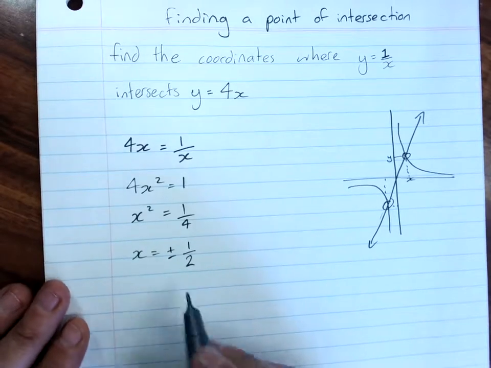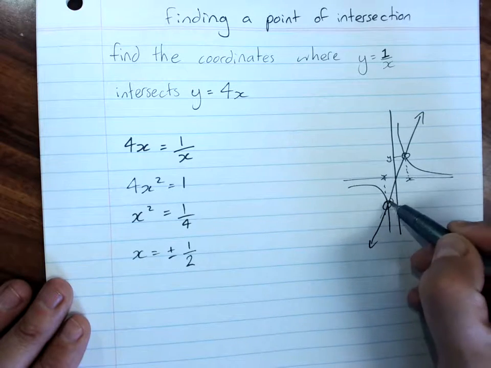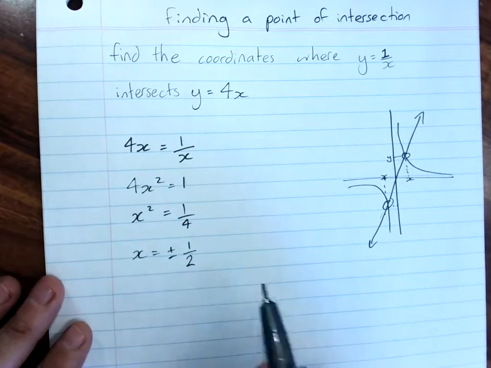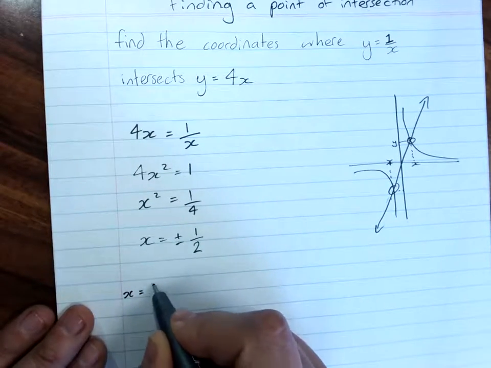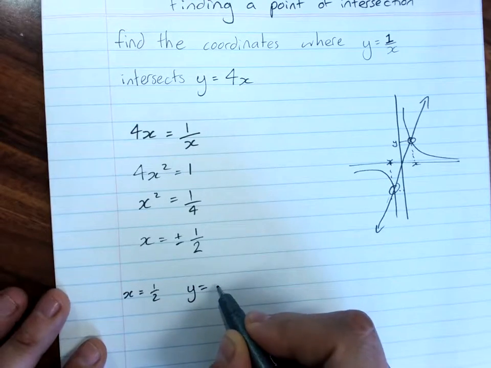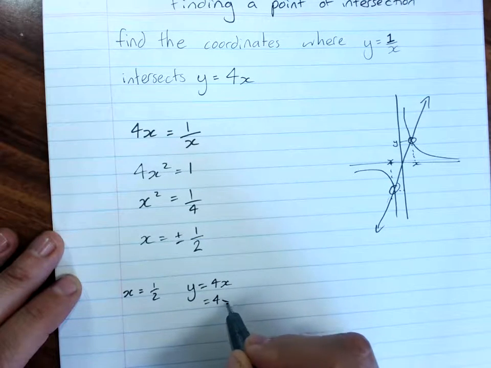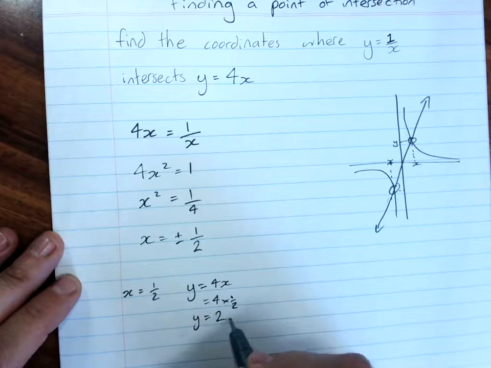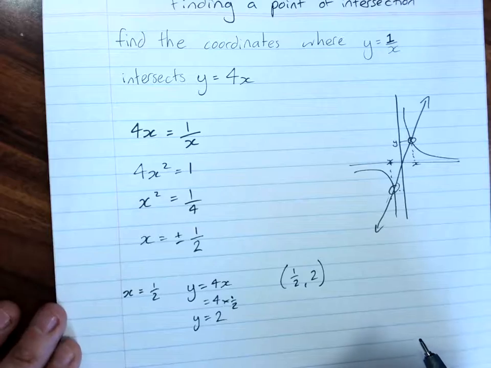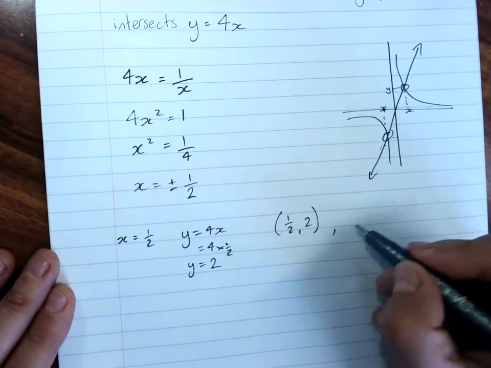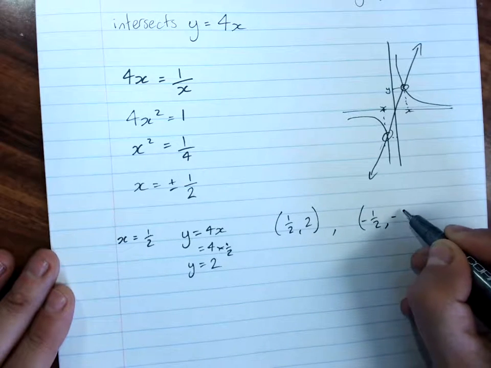which is 1/2. So I've got two different possible values for x, and we saw that we'd have two different values of x. Then substitute those in to find the matching values of y. So when x equals 1/2, y equals, use the easy one, 4x, 4 times 1/2, y is 2, so one of my points of intersection is (1/2, 2). And the other one, of course, you can see is going to be (-1/2, -2).